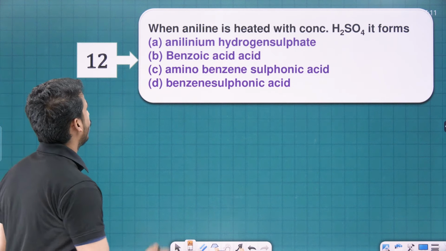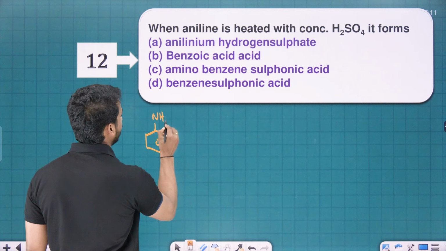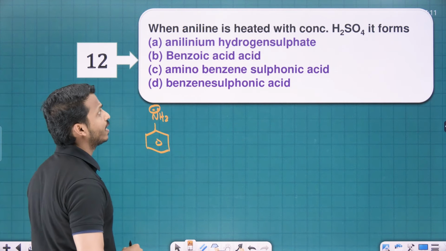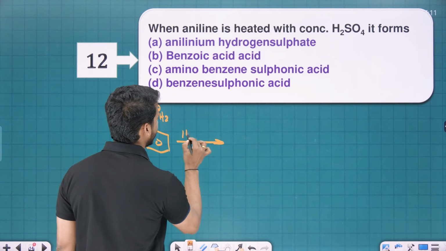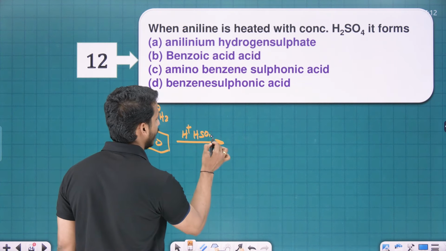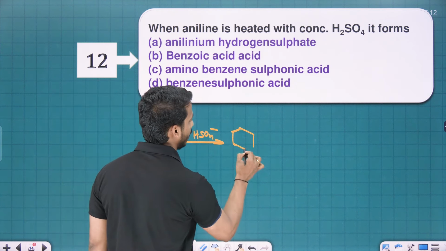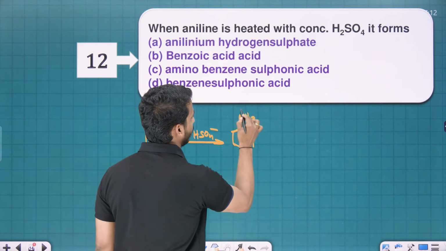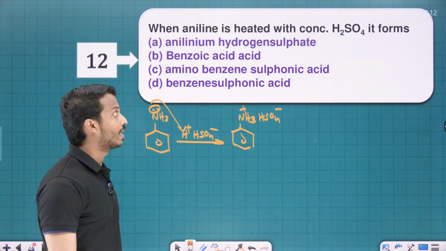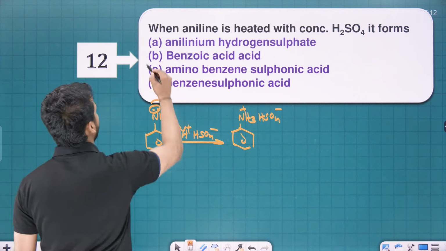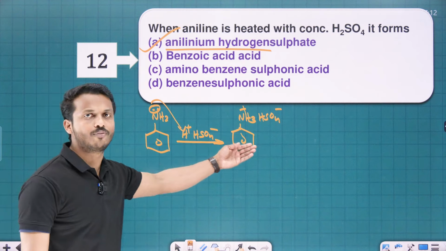Question number 12. When aniline is heated with concentrated H2SO4, it forms what? H2SO4 contains H plus and HSO4 minus. What do we get initially? Initially we get NH3 plus and HSO4 minus. Later on heating, it becomes sulfanilic acid. But sulfanilic acid is not given here, so we can go with anilinium hydrogen sulfate.